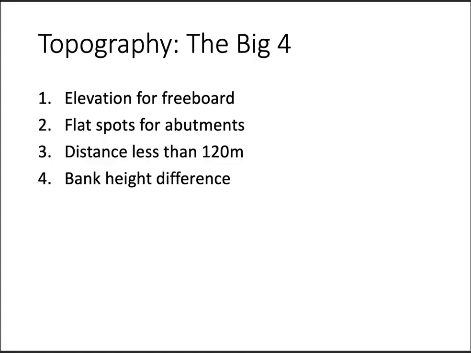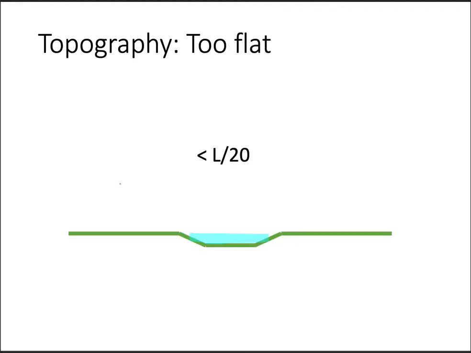Okay, so just to review again, these are the big four: elevation for freeboard, flat spots for the abutments, distance bank to bank less than 120 meters, and the vertical height difference as well. Okay, so now I want to run through these scenarios where you're going to come onto site and you're going to say, okay, this clearly is not feasible, right?